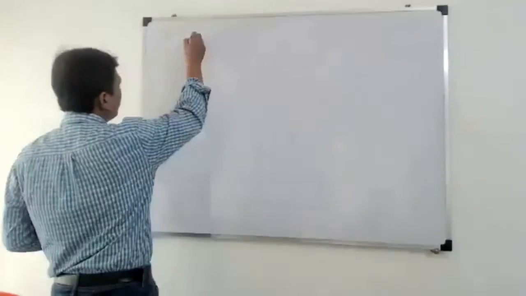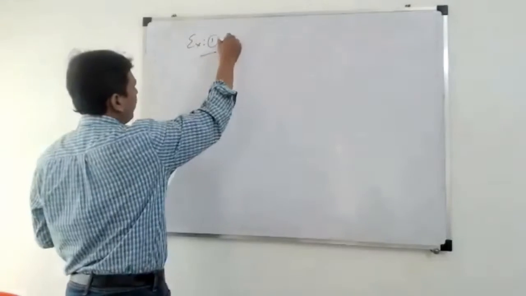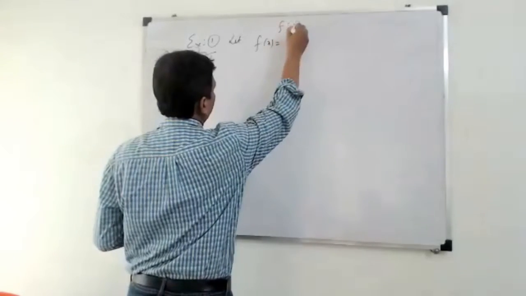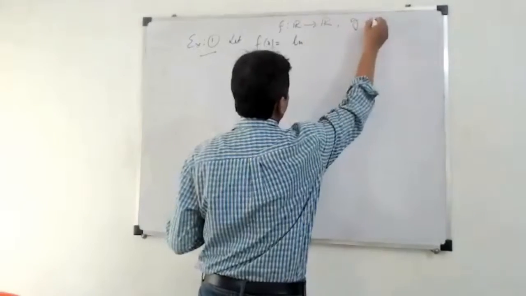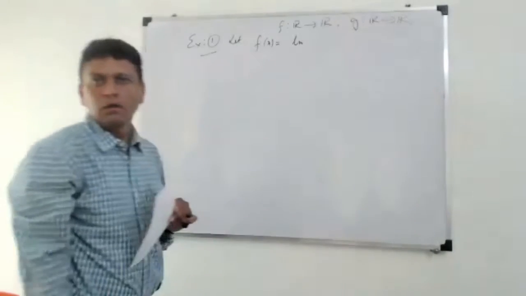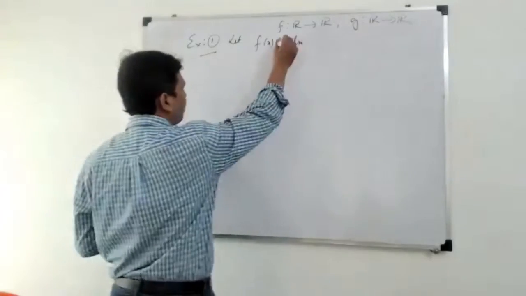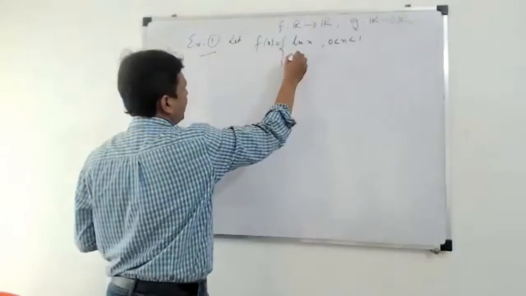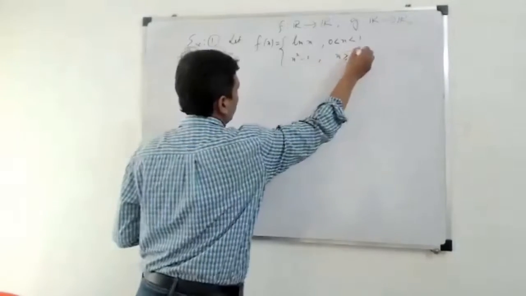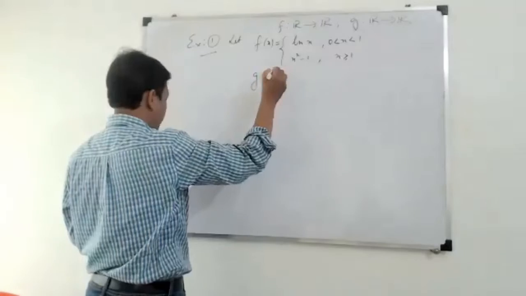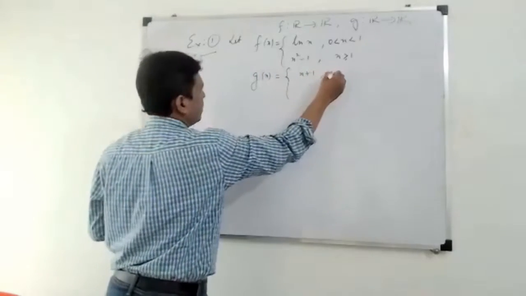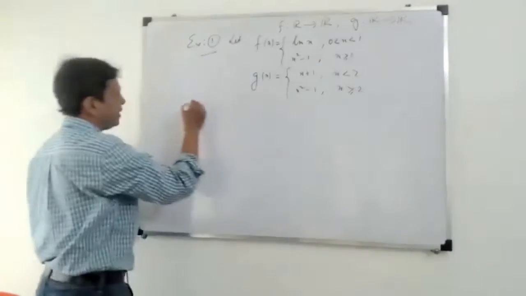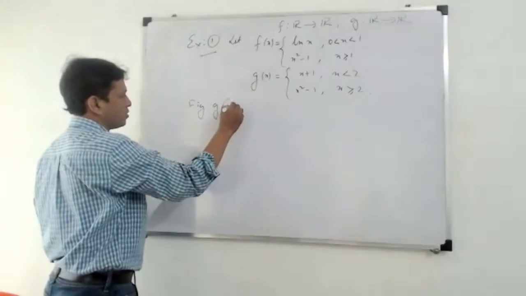So first, example 1. Suppose F is a mapping from R to R, real number to real number, and suppose G is also a mapping from real number to real number. Suppose f(x) is defined as ln x for 0 < x < 1 and x square minus 1 for x ≥ 1, and g(x) is defined as x plus 1 for x < 2 and x square minus 1 for x ≥ 2. Find g of f(x), composition of function.